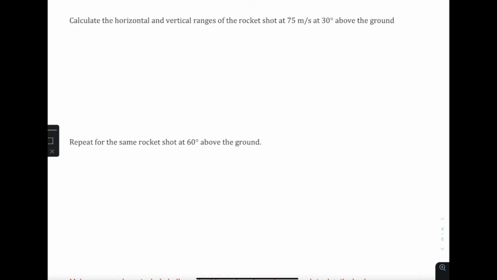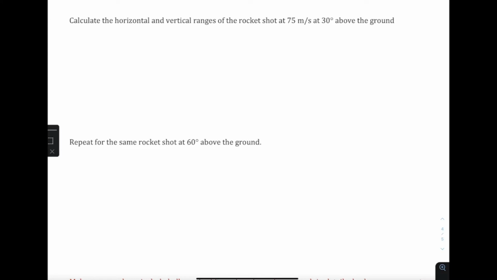You are looking at a projectile shot at a given velocity, and direction is given in degrees to the horizontal. You are asked to find the vertical range and the horizontal range, as in how far is it going to travel horizontally and land on the ground? How far is it going to travel vertically? What is the highest possible point? Maximum height, in other words.